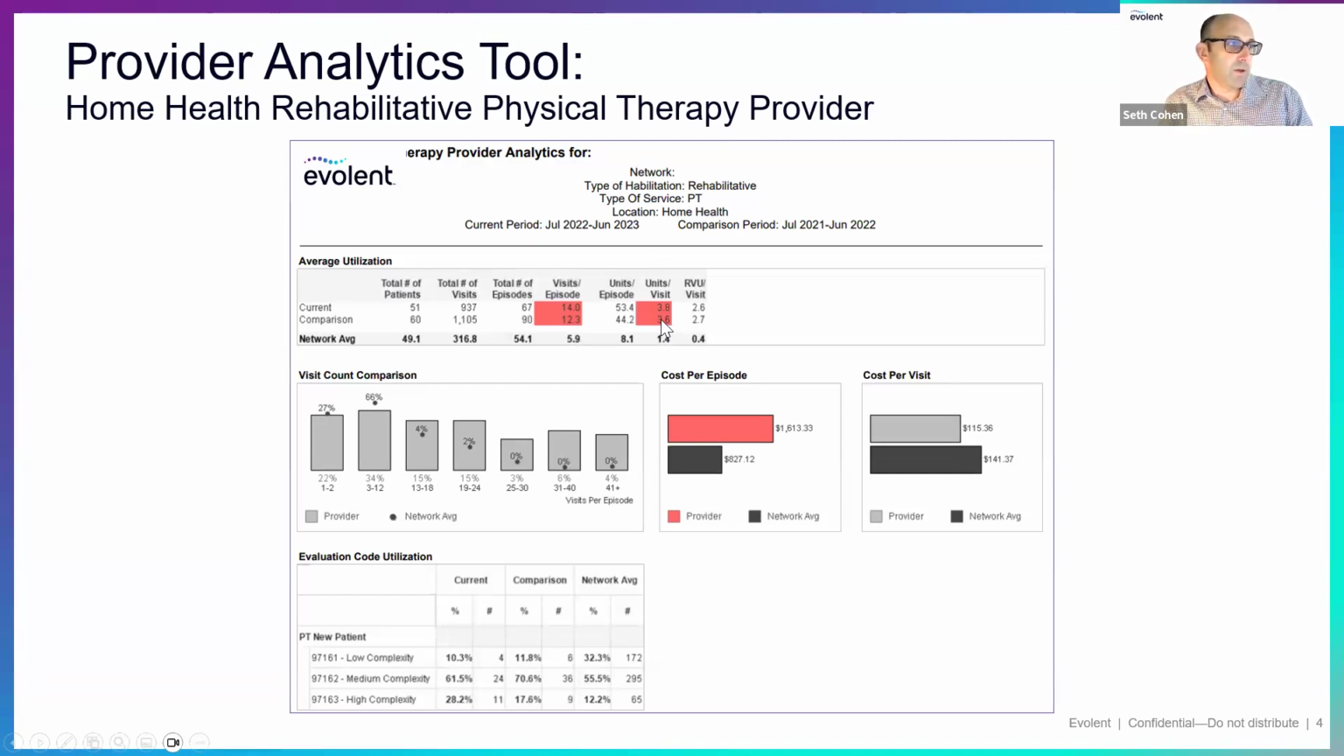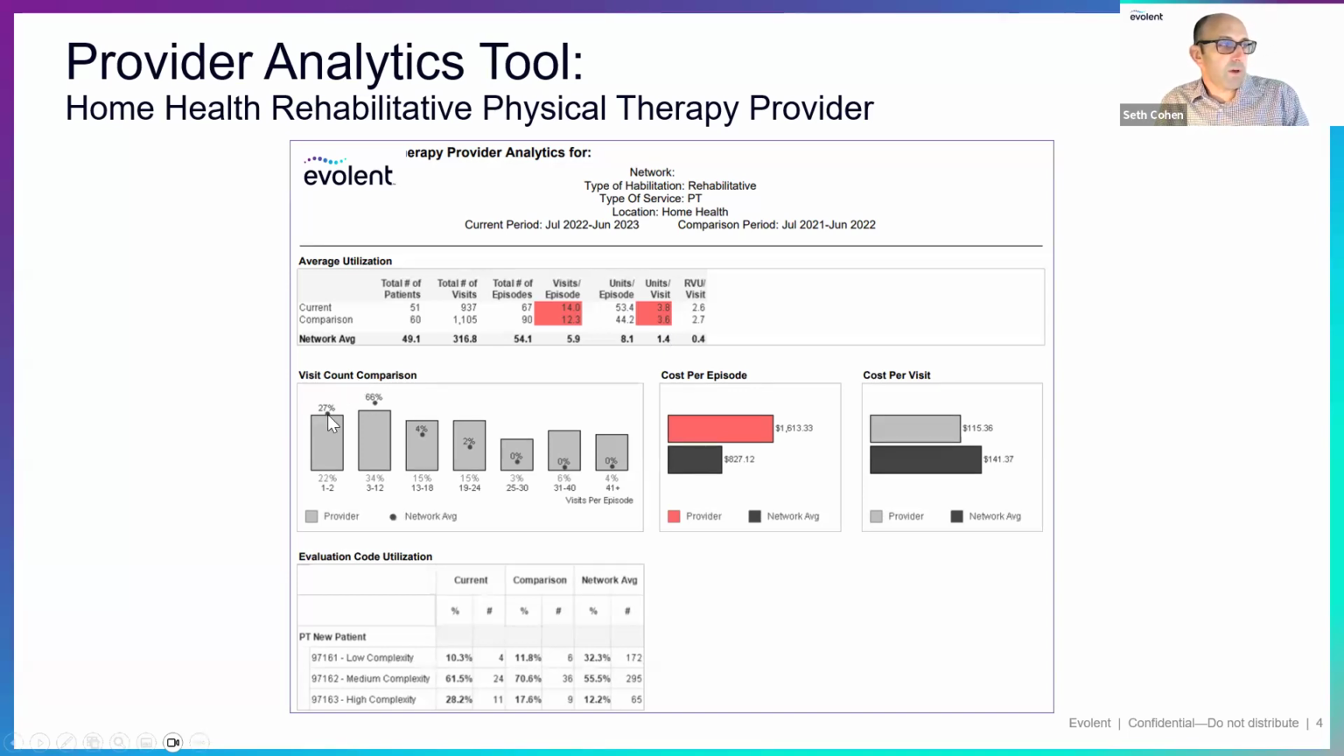In this particular provider's case, their visits per episode are significantly higher than the network average at 5.9. And then under units per visit, we're looking at 3.8 versus 1.4. I know that we've received questions in the past about, well, 3.8 units per visit doesn't seem that high. This particular one is based on the contract that they have. They are using, I believe it's S or G codes for this particular contract, so the numbers should be closer to 1.